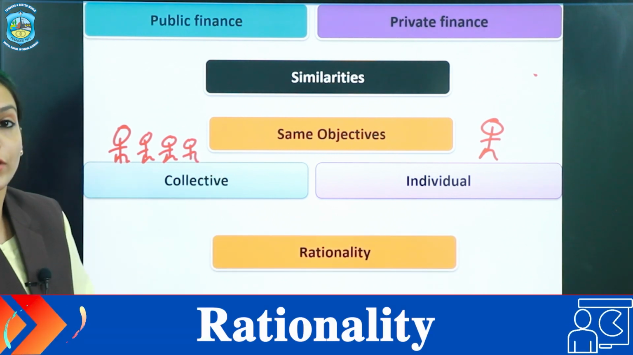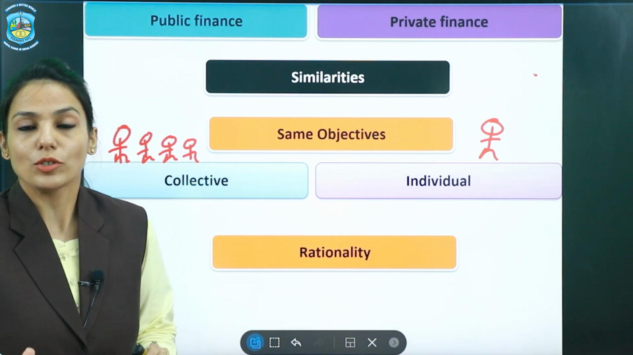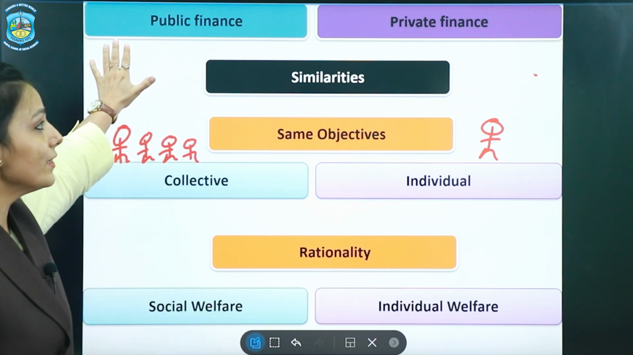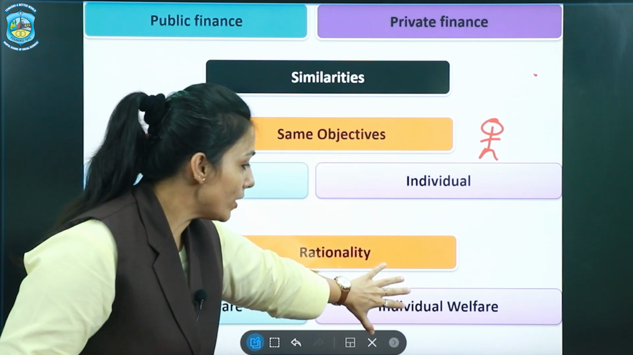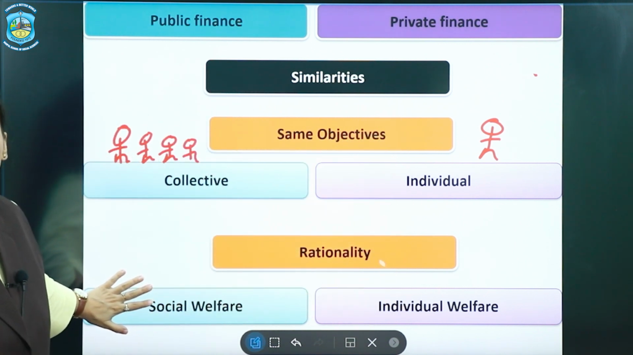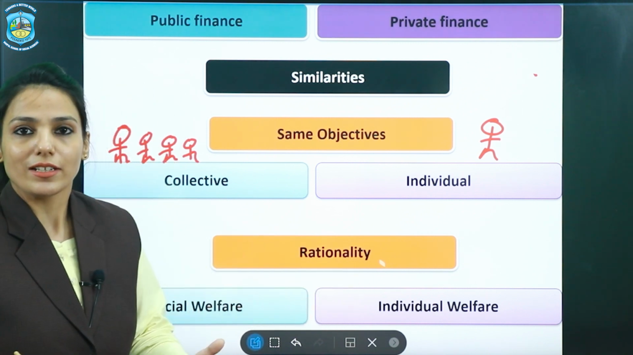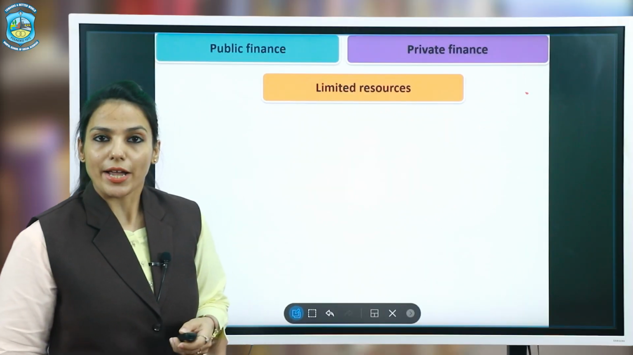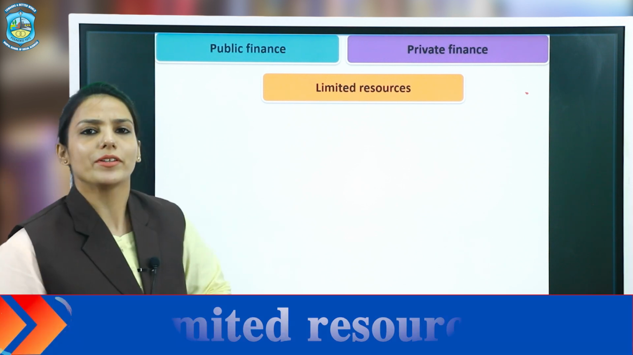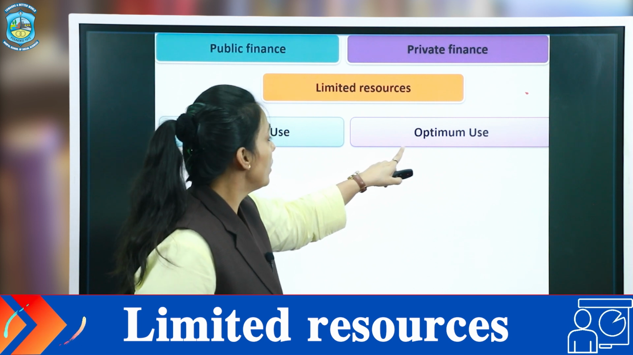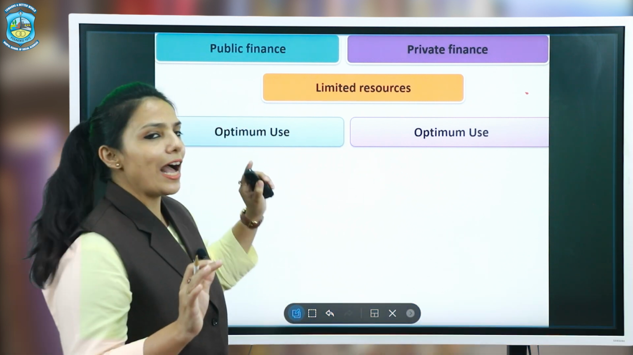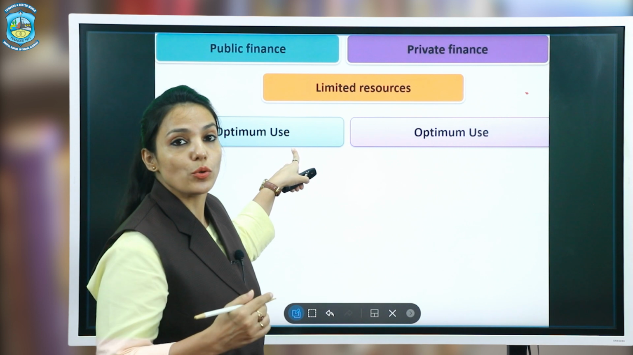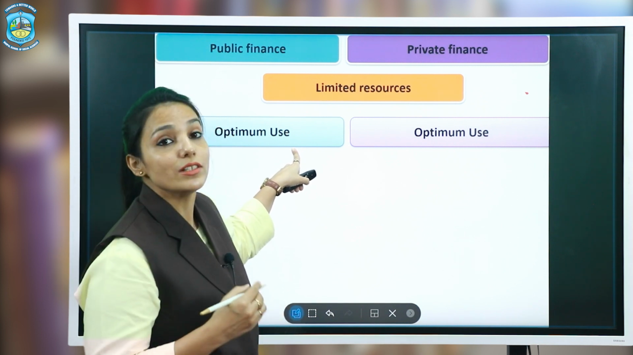Second similarity is rationality. All financial decisions are based on the concept of rationality. Similarly, both in public finance as well as private finance, the individual as well as the government, because they work for their welfare, take decisions that have a rational basis. The third similarity between public finance and private finance is limited resources. Either it be an individual or government, they have limited resources with them. Their income is limited, and with this income they want to have maximum utilization of these resources.